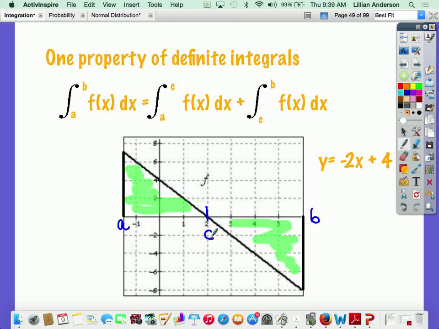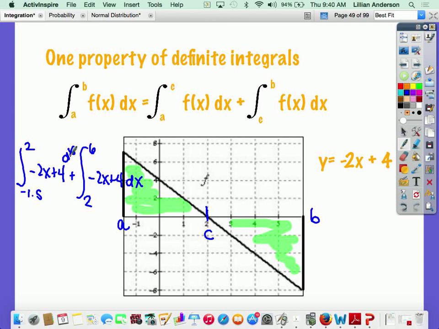So if I wanted to set this up, it would be the integral from about negative 1.5 to 2 of my function, plus the integral from 2 to 6 of my function. This is what you would have had to do to figure out the area of the shaded region, okay? This would be the process you use with your calculator.